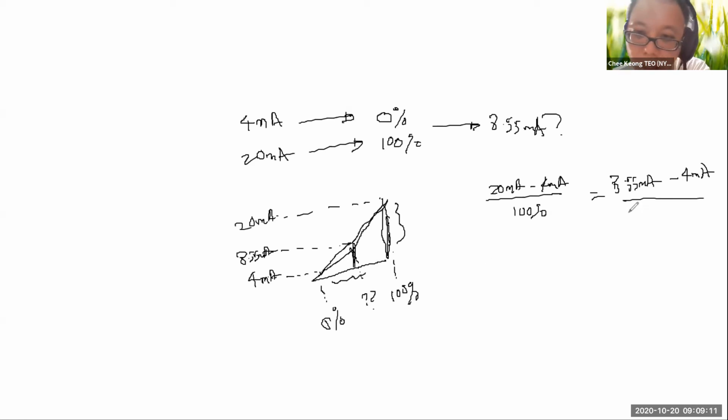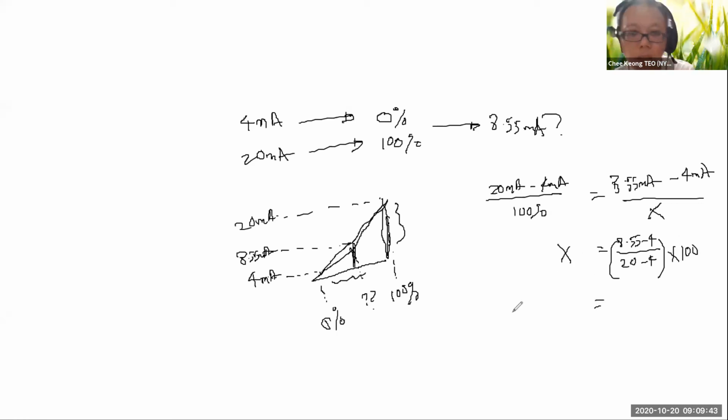So this must be x minus 0. So I call it x. If I find x, x means your percentage opening. So now if I do this, I will have x equals 8.55 minus 4 over 20 minus 4, times 100. x will be equal to, anybody have a calculator? It should give you about 28.4%.